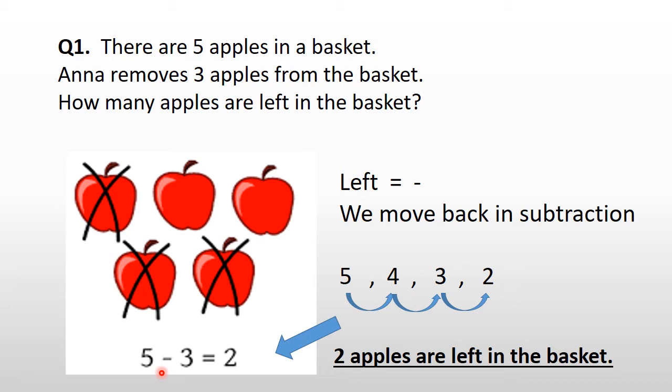How many fingers are left? 2 fingers are left, right? Look at this. What did I do? I counted back in step of 3. 5. If you count back 1, 2 and 3, so what is the number I am getting? 4, 3, 2. My answer is 2. Okay. So what do you do? You count back in subtraction.